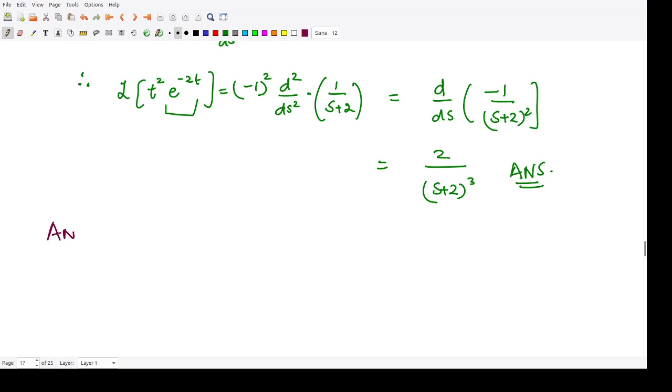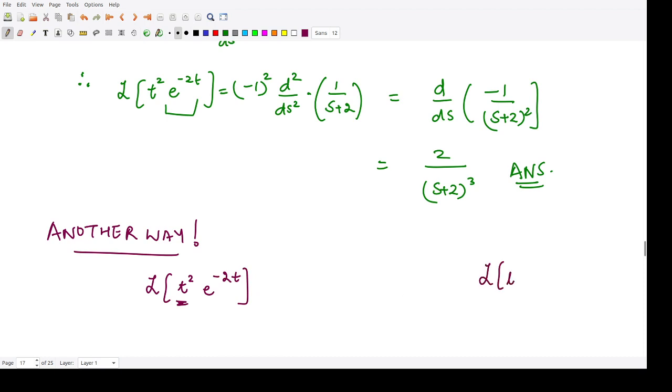Now we also have another way to solve this, which is an easier one. Here what we do instead is we first calculate the Laplace transform of t square, and then we can apply the shifting property. The Laplace transform of t square is equal to 2 factorial divided by s cube.